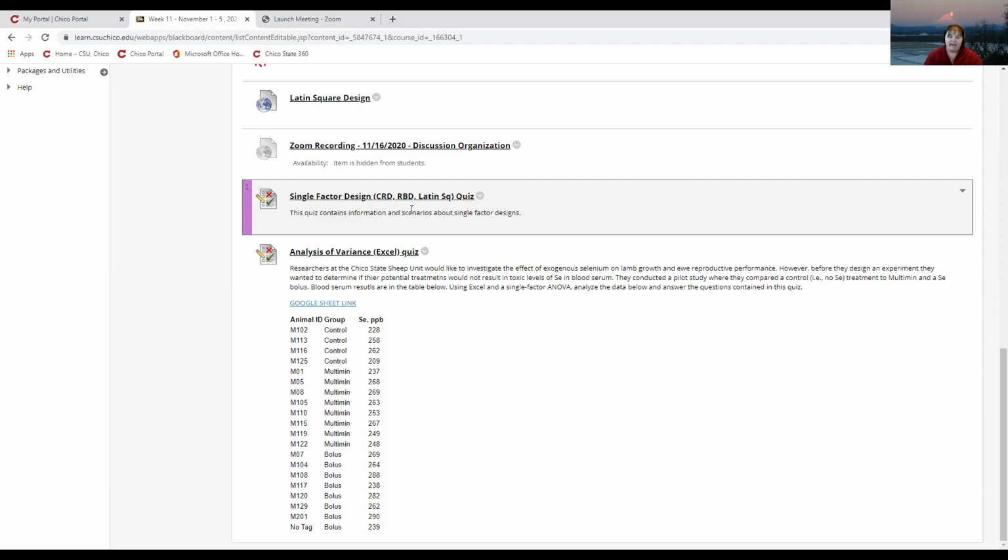When you get into that quiz, you're going to see some problems that are research scenarios, okay? Read through them, take a breath, read through them again, take another breath, and then start asking yourself some questions, okay? So what are the treatment groups? What are the dependent variables or the traits that we're measuring? What are the experimental units? How did they handle replication? How did they handle randomization? What are their local controls?